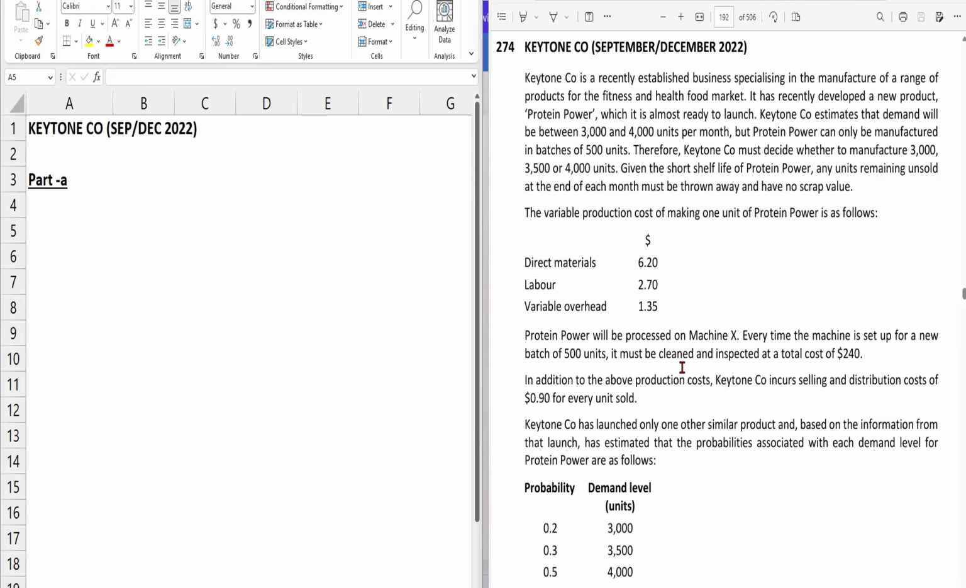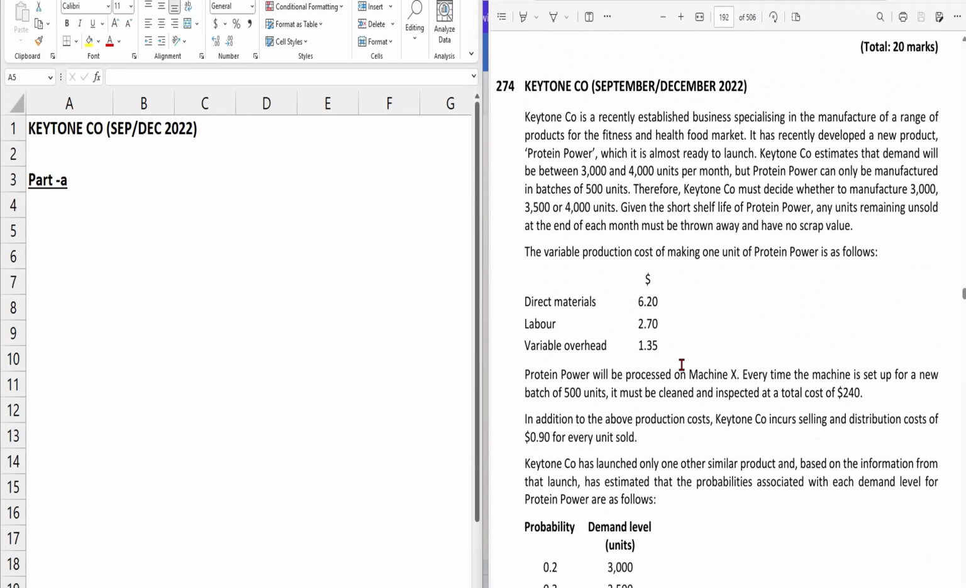Okay, so here is the question, Keytone company, and this one is from the payoff table. The question says: Keytone company is a recently established business specializing in the manufacture of a range of products for the fitness and health food market. It has recently developed a new product, protein power, which is almost ready to launch. Keytone company estimates that demand will be between 3,000 and 4,000 units per month. So demand of this new product will be between 3,000 and 4,000.